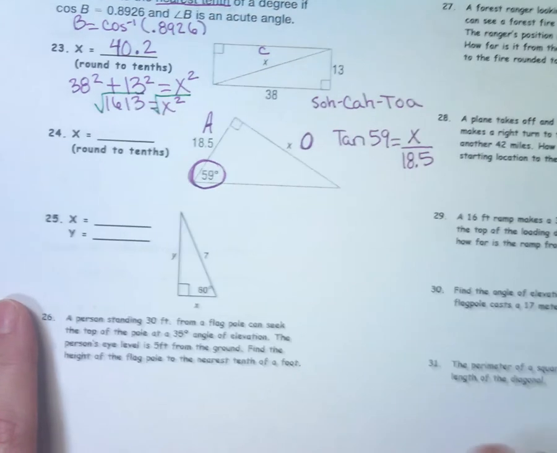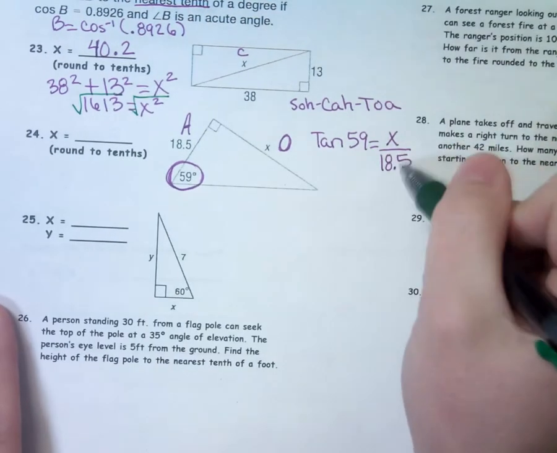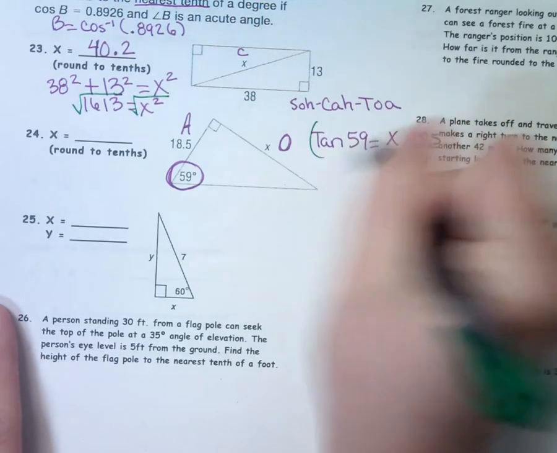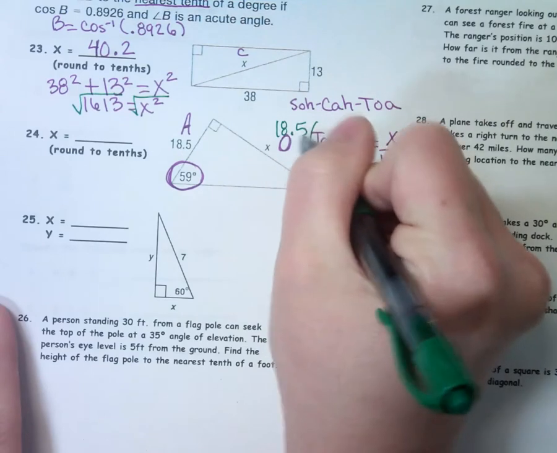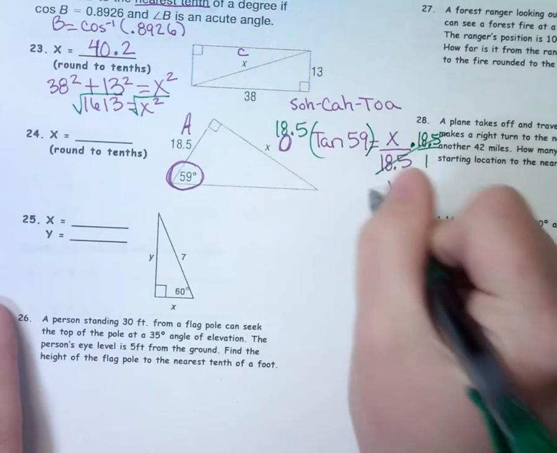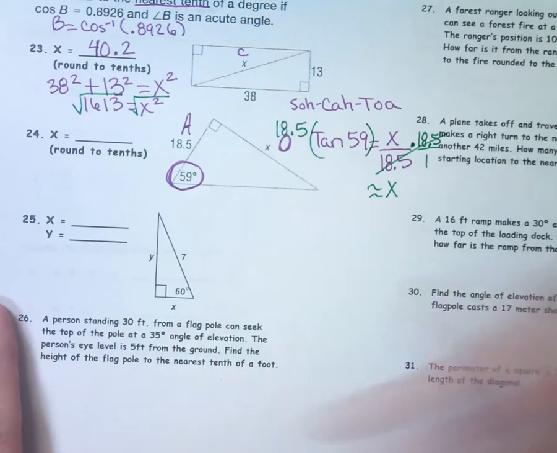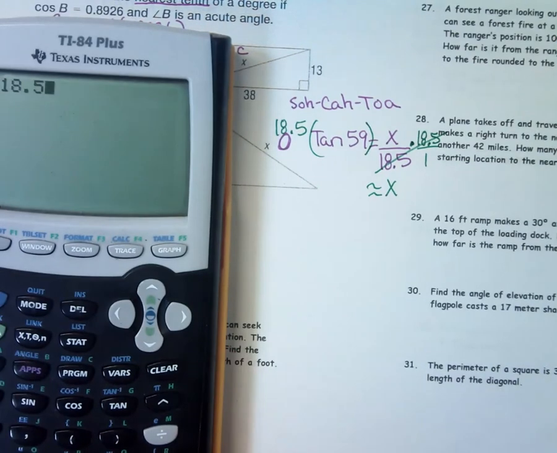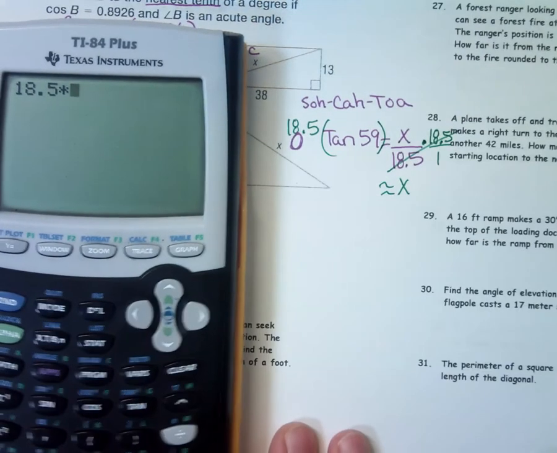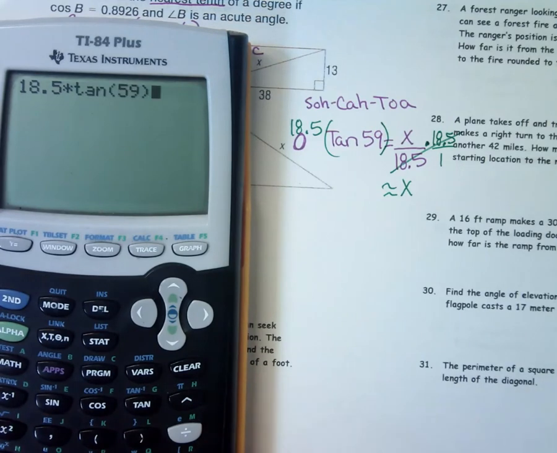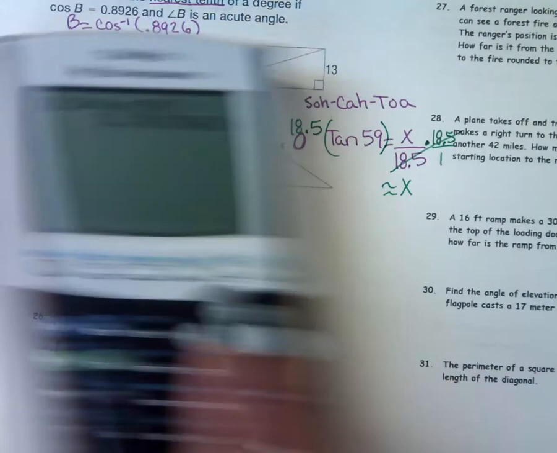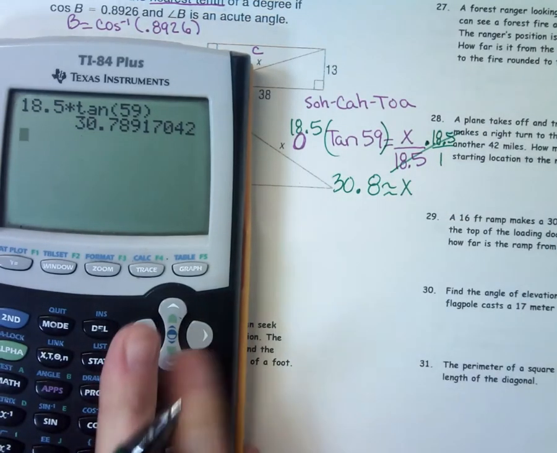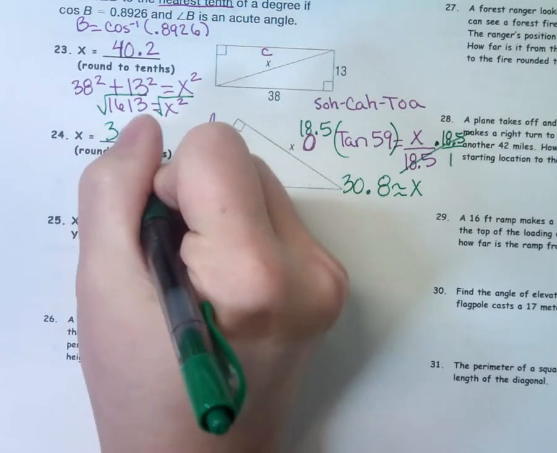My goal is to solve for x. So if I want to get rid of the division of 18.5, I just multiply both sides by 18.5. The 18.5s cancel out, and all I have to do is put this in my calculator, and I'll have my answer. So I'm going to put in 18.5 times the tangent of 59. And what's it say to round to? The nearest tenths. So that would be 30.8. And that's my x. So 30.8.